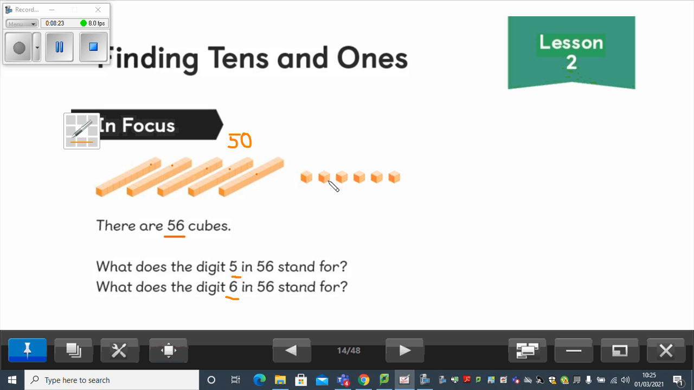And then we have our ones, which is the 6. 1, 2, 3, 4, 5, 6. 6 ones. So we have 5 tens and 6 ones. And the value of those 5 tens is 50. And the value of the 6 ones is 6.